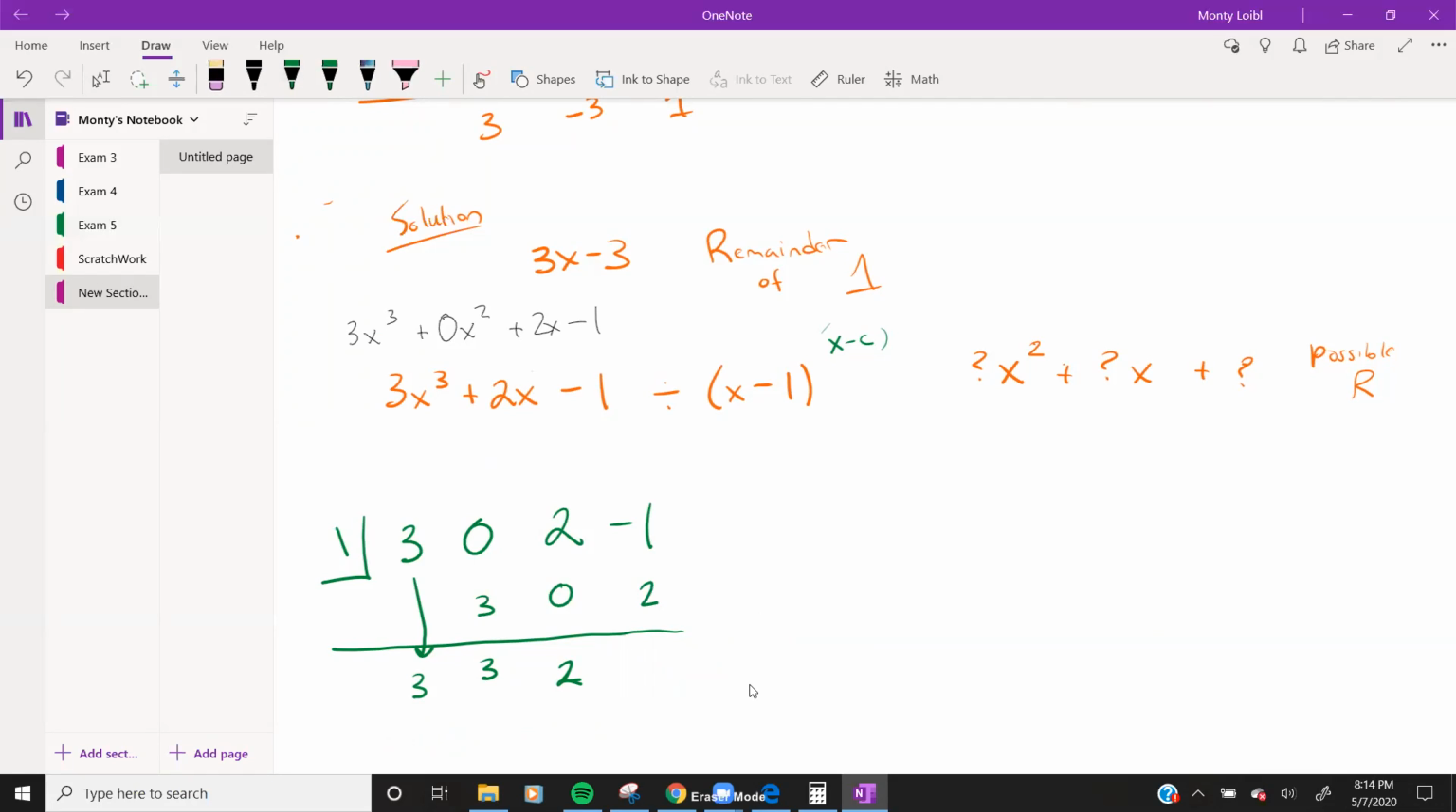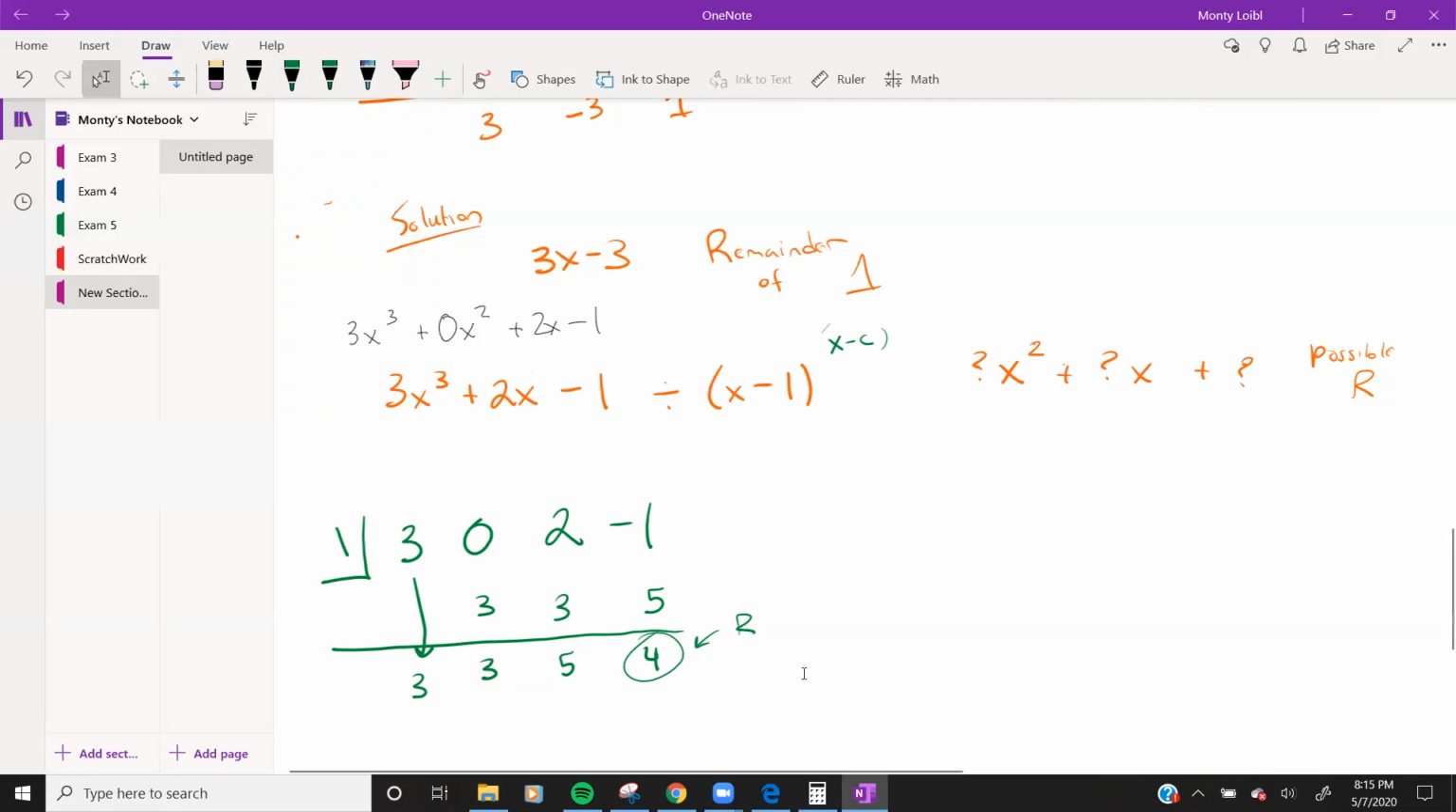3 times 1 is 3. Here we are, right? So 2 and 3 is 5. 5 times 1 is 5. So again, adding this together, you get 4. Okay, so our remainder is 4. I added incorrectly or multiplied wrong. Go through this real quick. 5. Okay, good. So actually here we have all of our terms, right?